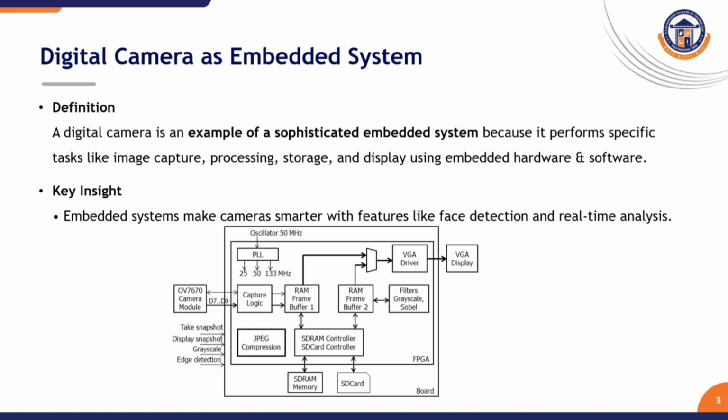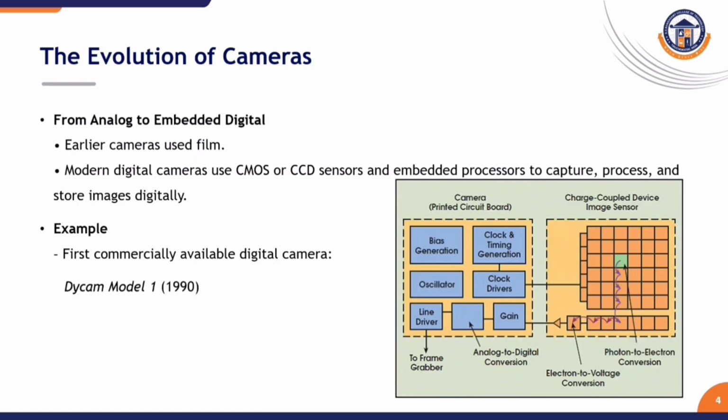So these are the things which are given in the image. We have a camera module, capture logic, RAM, JPEG, SDRAM control, SDRAM memory, SD card, RAM buffers, VGA filters and VGA display. Everything is combined together to make a digital camera work for a specific task. Next, we are going to discuss evolution of cameras.